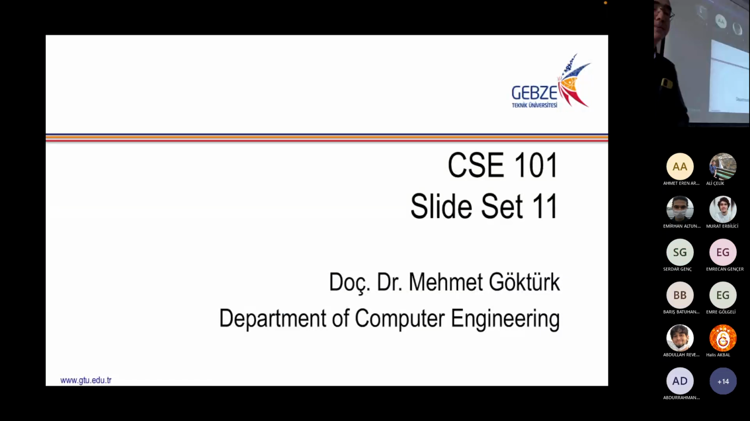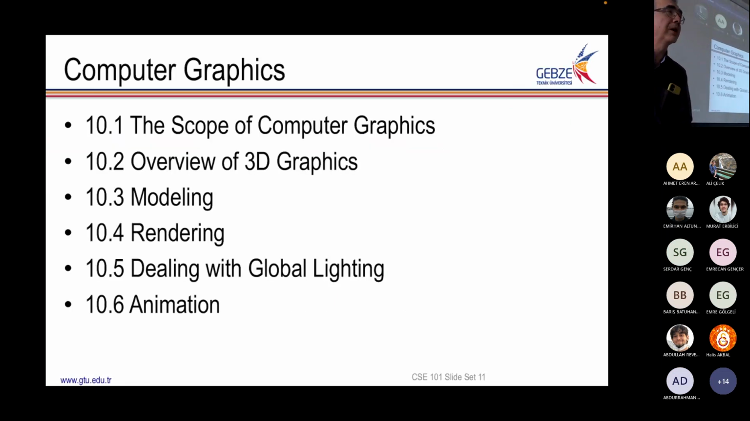Okay, so today I'm going to talk about computer graphics, which is located in chapter 10 of the textbook. We have a computer graphics course coded as CSE 461. It's the fourth year selective course.